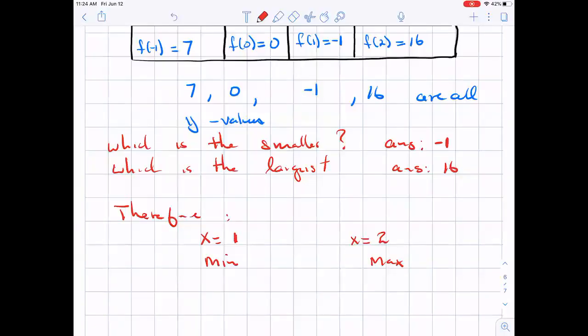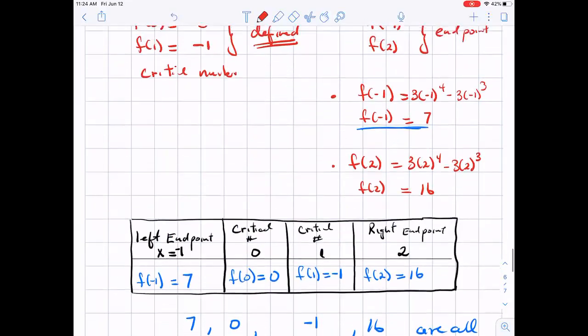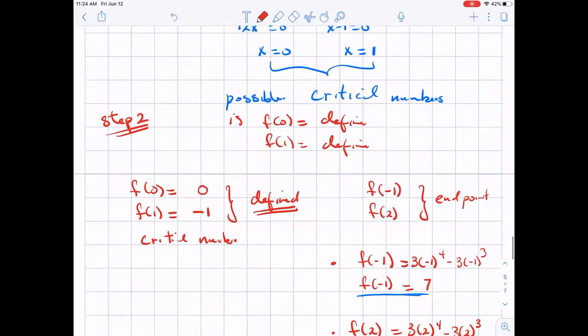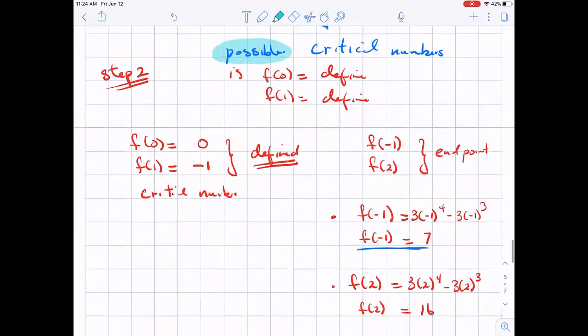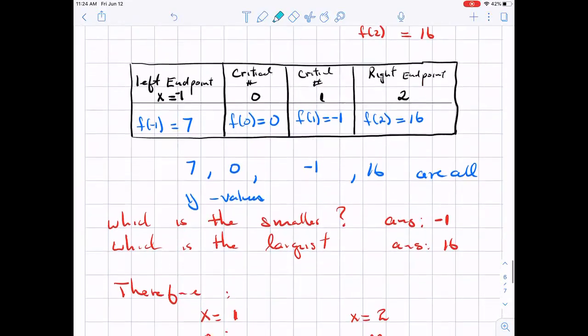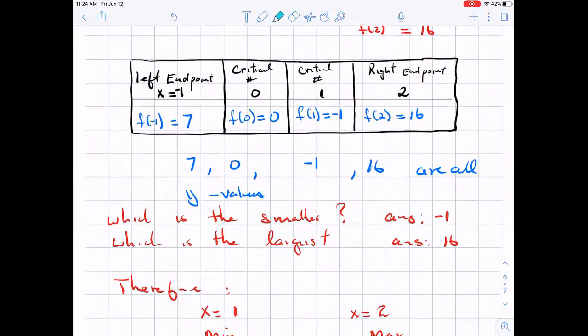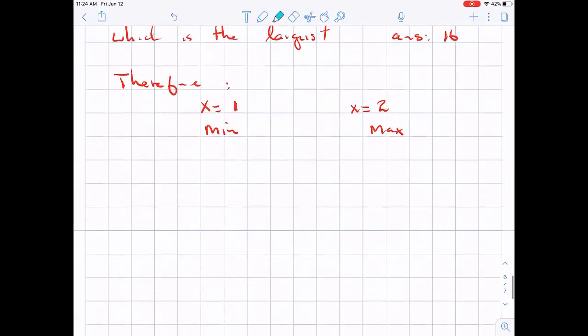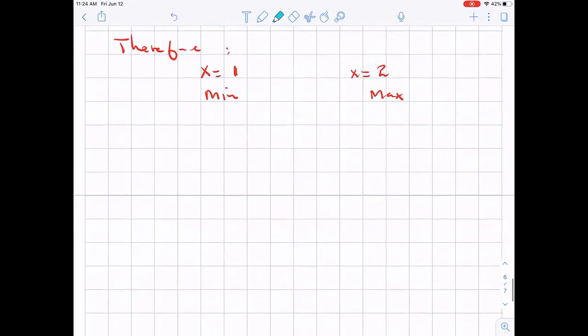And this is why we have to be careful, and that's the reason why I said "possible." Not all the critical numbers will give you a relative min or a relative max. And you have to be extremely careful with that. So every time you do a problem or some sort of a check, you must always look and confirm if it is.